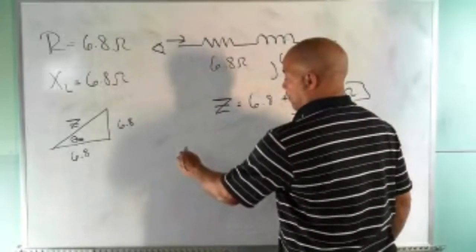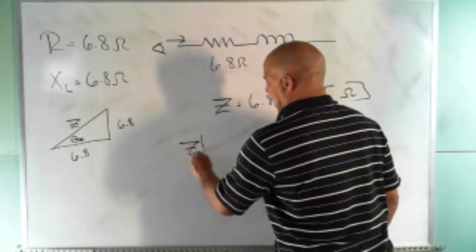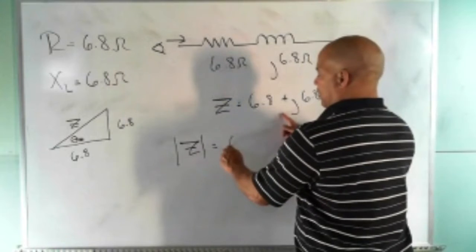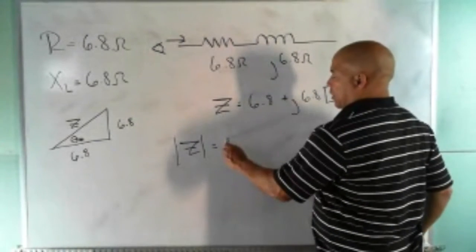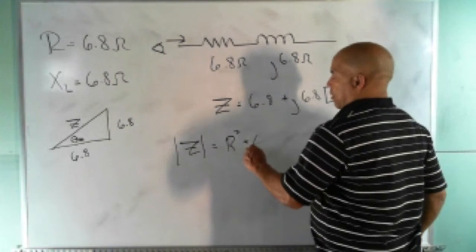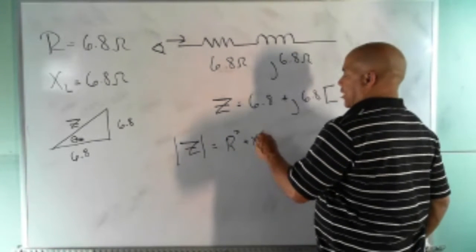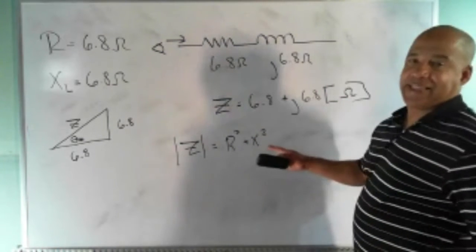So the magnitude of Z is going to be, let me put the equation first. I mean, you should know it by now, but it's going to be the square root of R squared plus X squared. This X is the net X.